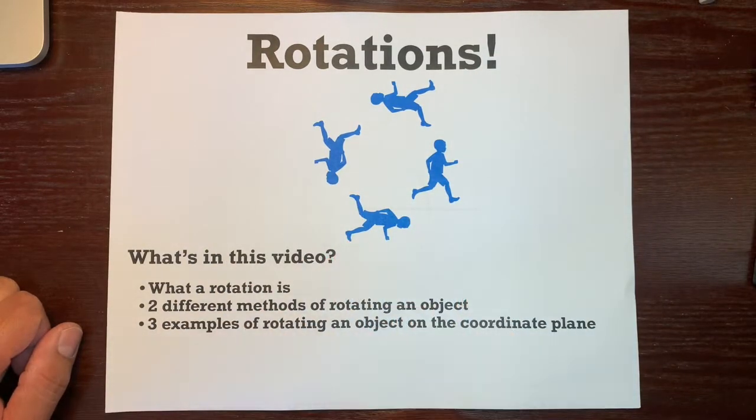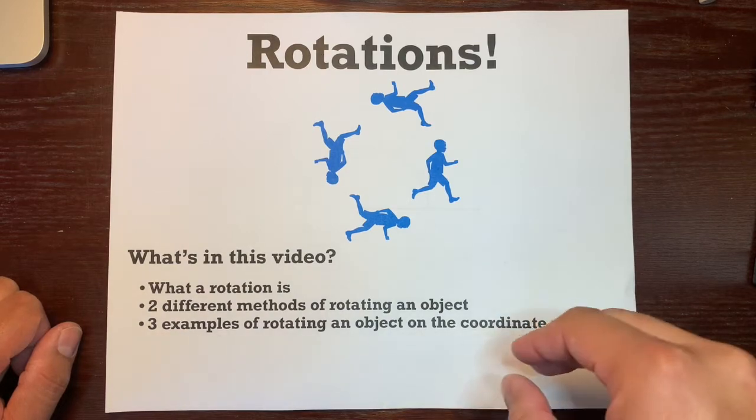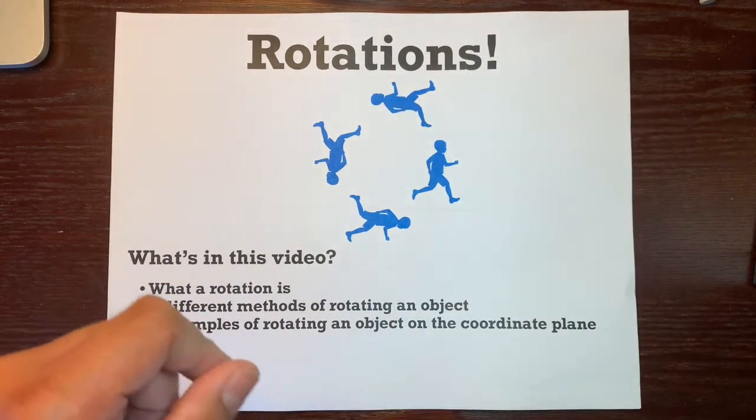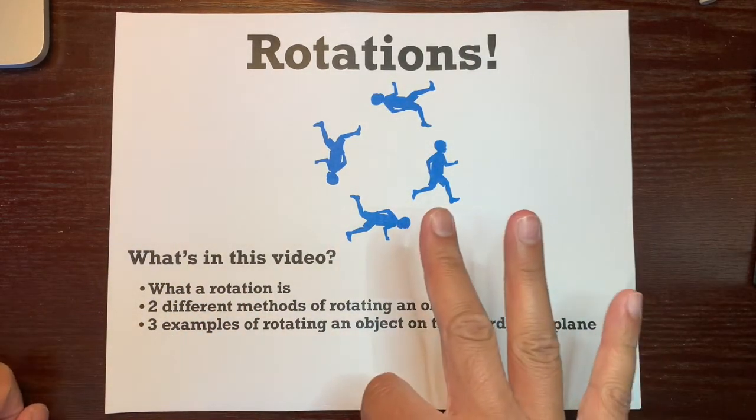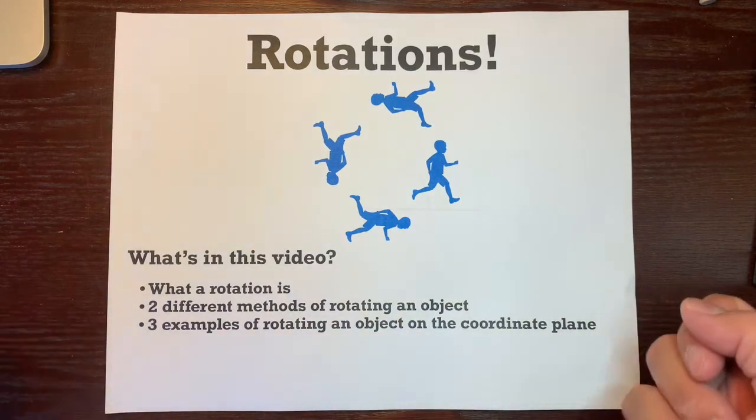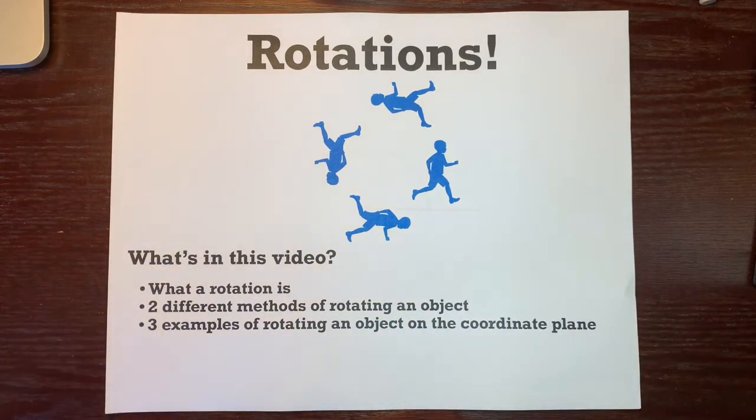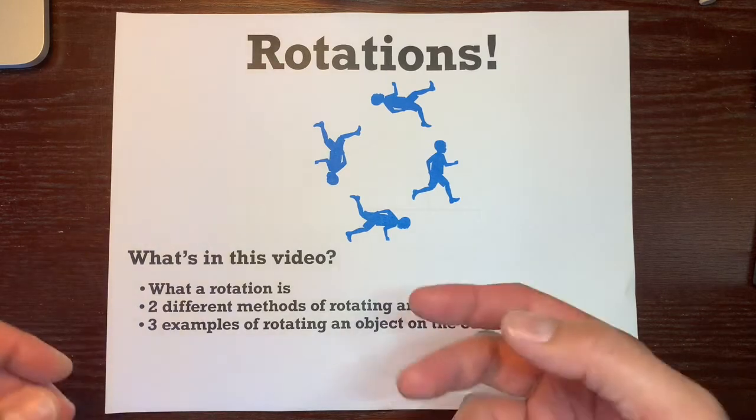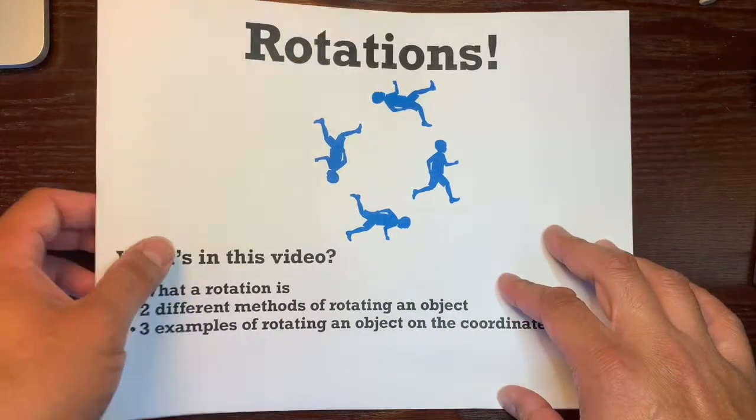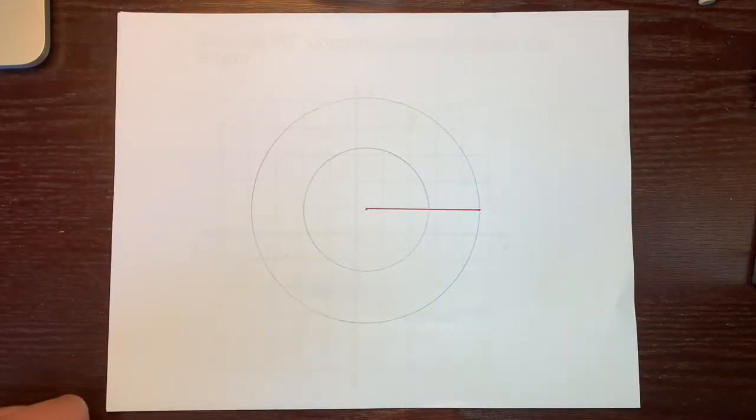So in this video, you'll get the definition of a rotation, two different ways to rotate an object, and three examples that you would see in your math class on how to rotate an object on the coordinate plane. So, what is a rotation?